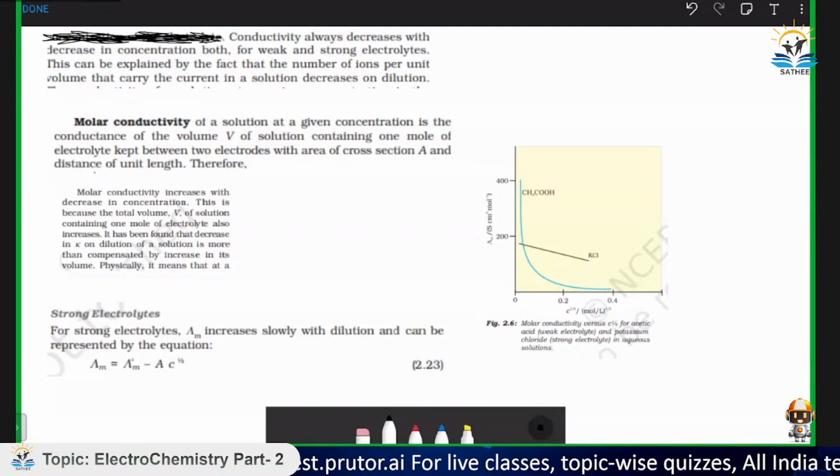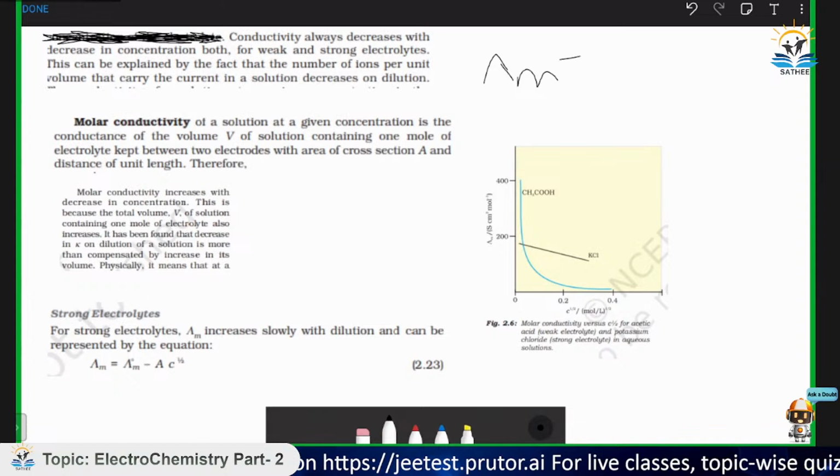Molar conductivity at a given concentration is the conductance of the volume V of solution containing 1 mole of electrolyte kept between two electrodes of cross-section A and distance L. That's the definition. Molar conductivity increases with decrease in concentration.